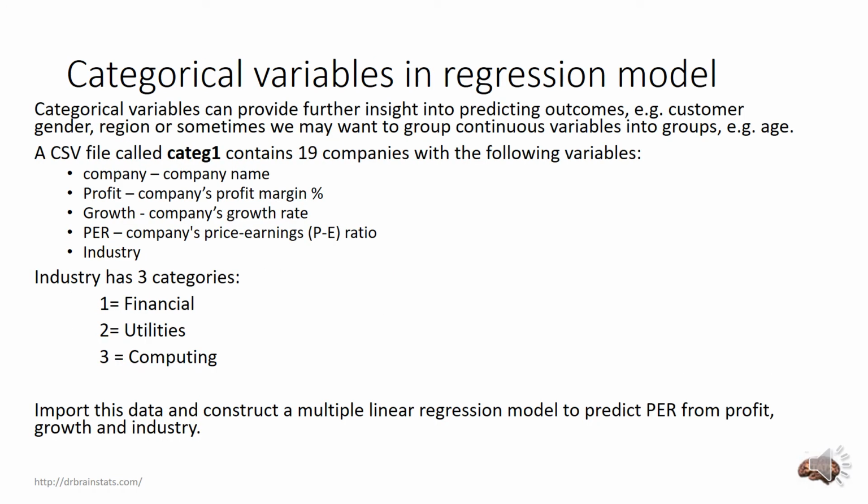It is quite common to have a mixture of categorical as well as continuous variables in a regression model. So this section shows us how to use categorical variables within a model. A CSV file called Categorical contains 19 companies with the following variables: company name, profit, growth, PER, and its industry. The industry has three categories: financial, utilities, and computing. So we can use this data to construct a multiple linear regression model to predict PER from profit, growth, and industry.